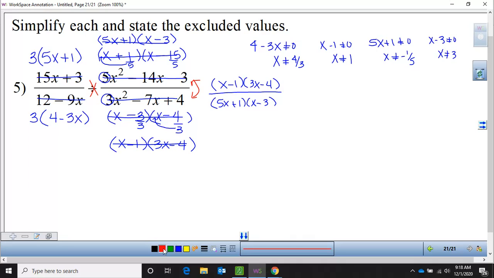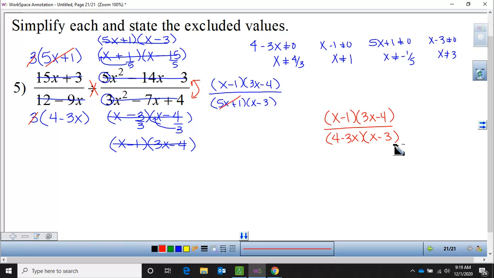Now it's time to cancel. Things that I can see that cancel. The 3 is pretty automatic. So is the 5x plus 1. And then I get down to this part right here. It looks like I don't have anything else to cancel. Let me write out what's left. On top, I've got x minus 1, and I have 3x minus 4. In the denominator, I have 4 minus 3x, and I have x minus 3.